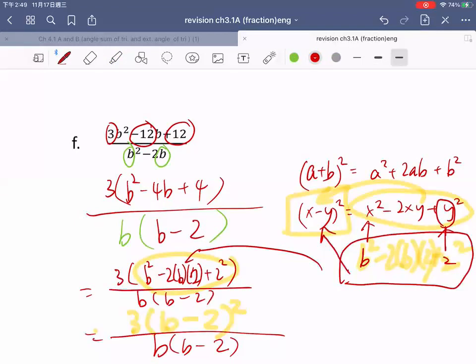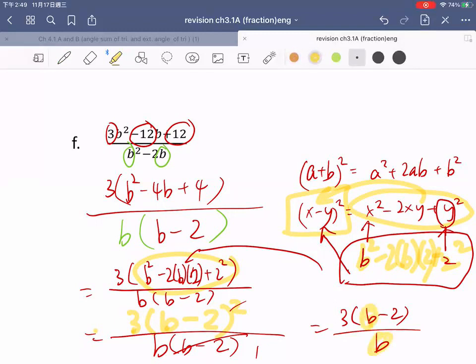Don't forget the denominator: b brackets b minus 2. And this time again we cannot cross out b, because we have to check the common factor first. You cannot cancel b minus 2 either, so we cannot further simplify this one. The answer is just 3 brackets b minus 2 over b.